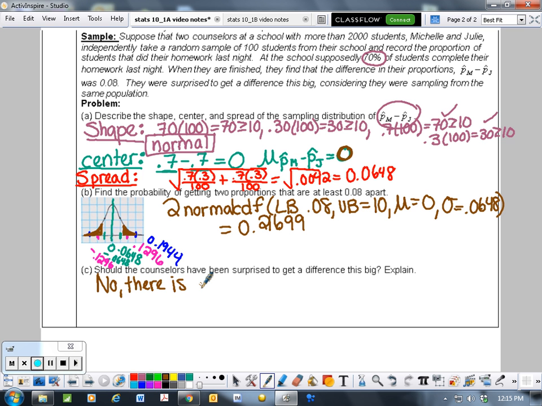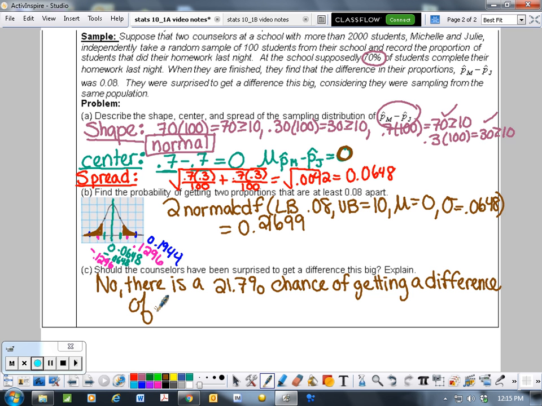There is a 21.7% chance of getting a difference of 0.08 or greater in the two proportions.